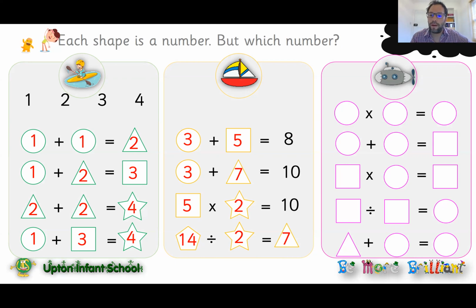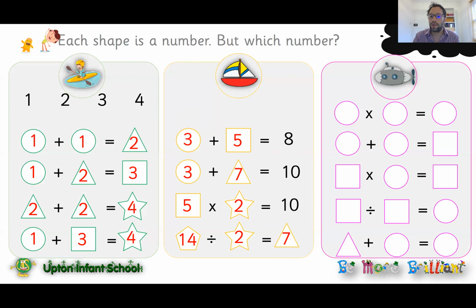And on to our final challenge, our going deeper challenge. Circle times circle equals circle. That was the key to unlocking this. The only possible numbers that could go in there would either be 0 or 1, because 0 times 0 equals 0. If you've got nothing and you multiply it by nothing, you've still got nothing. If you've got one apple, and you multiply it by 1, you've still only got 1.